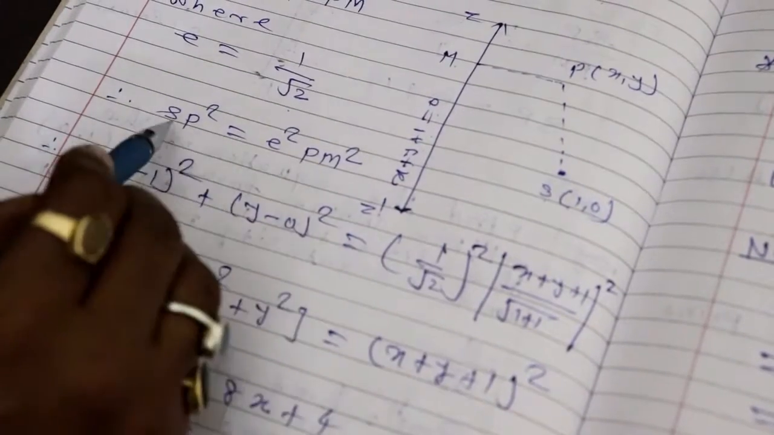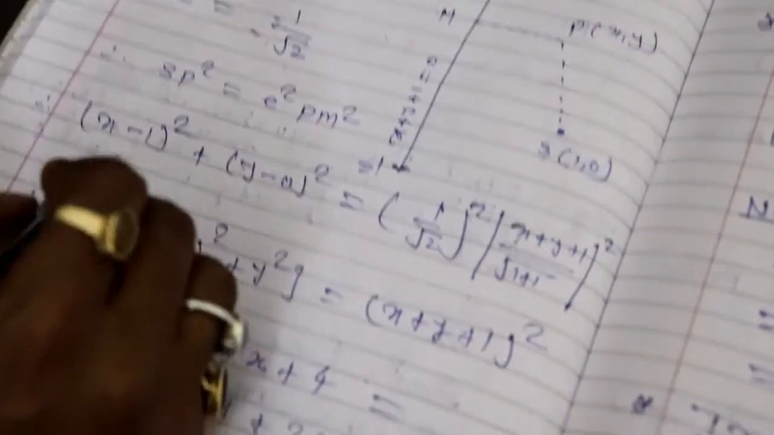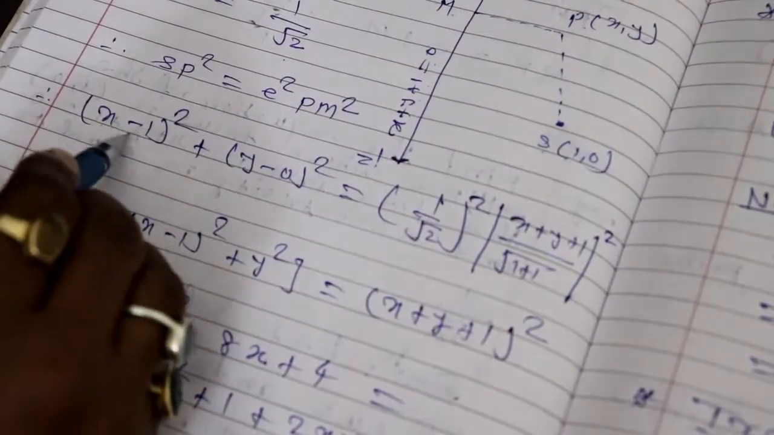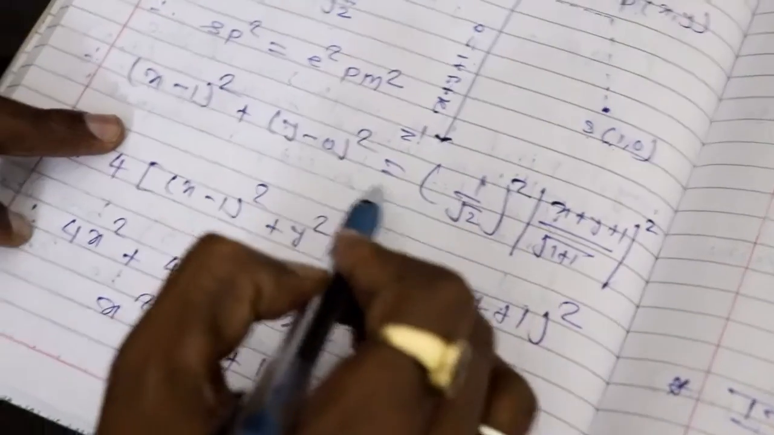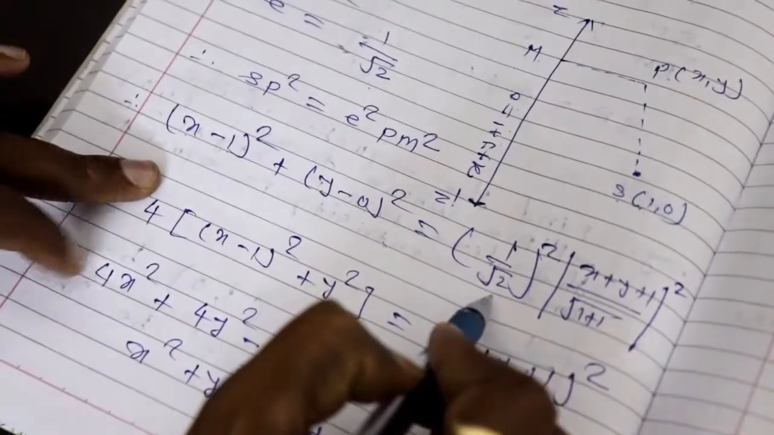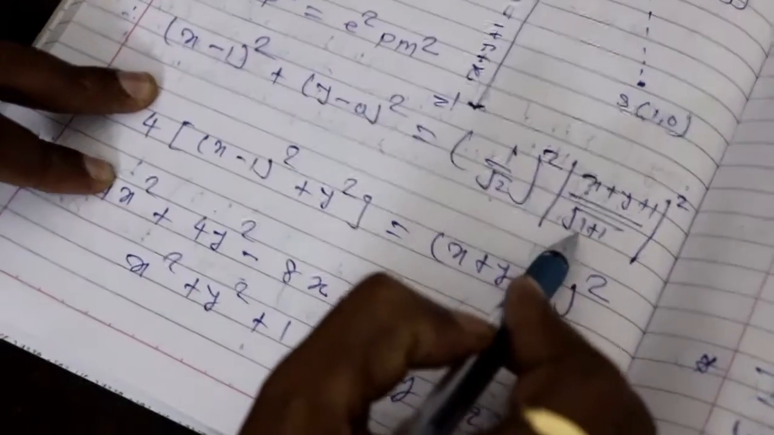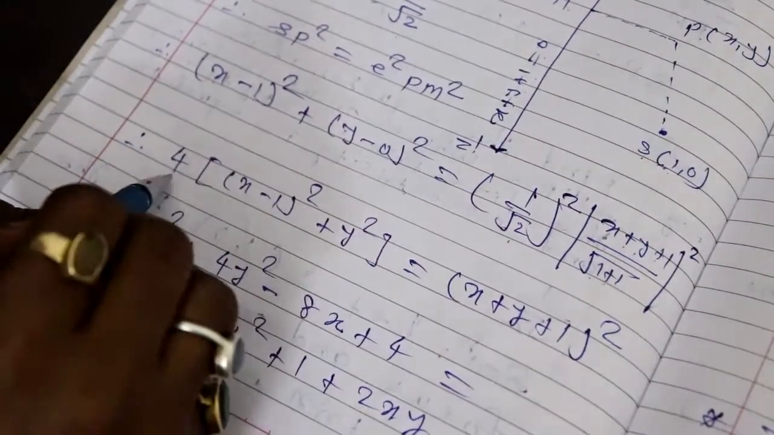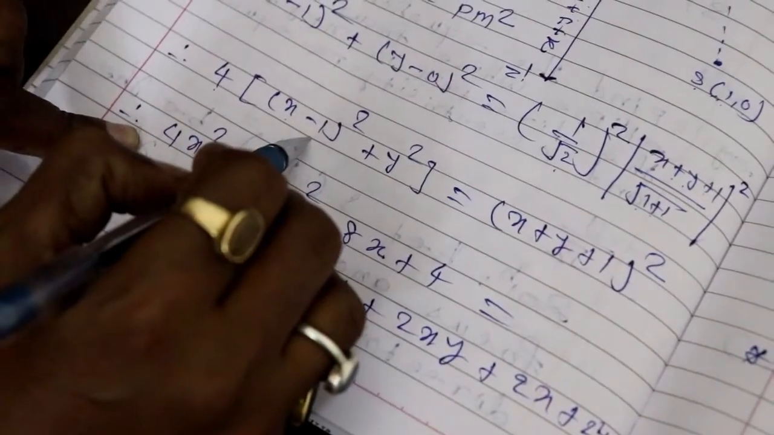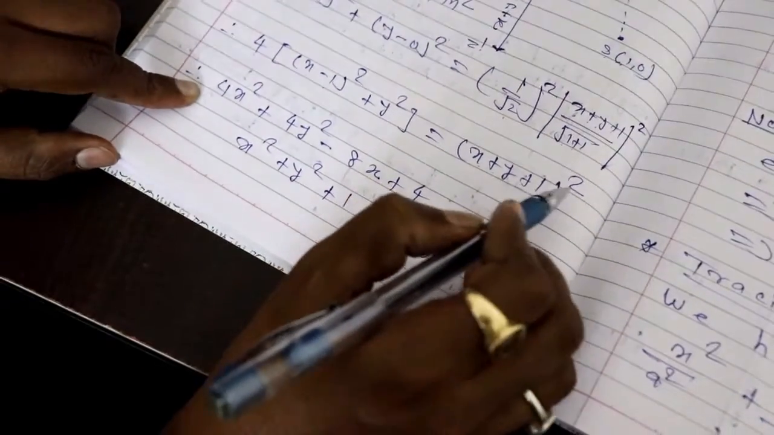Now squaring, SP² = e²·PM². Therefore putting in the values: (x − 1)² + (y − 0)² = (1 upon root 2)² times (mod of x + y + 1 upon root of 1² + 1²)². If you solve that equation, you get 4[(x − 1)² + y²] = (x + y + 1)².